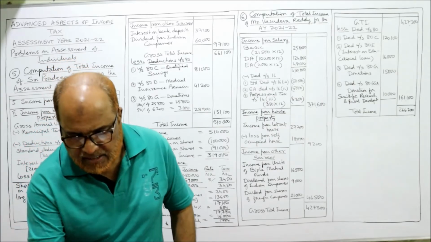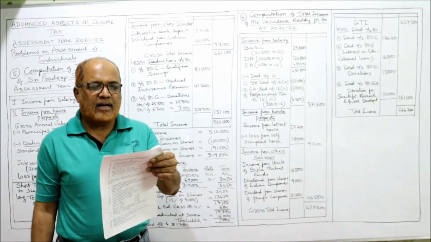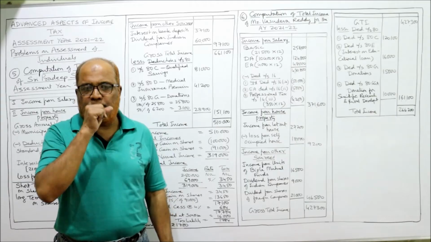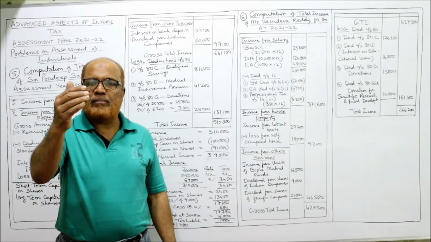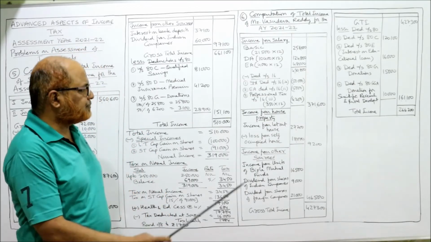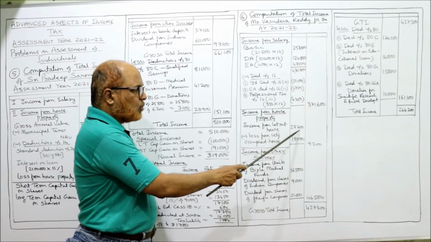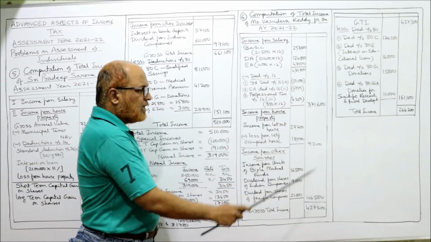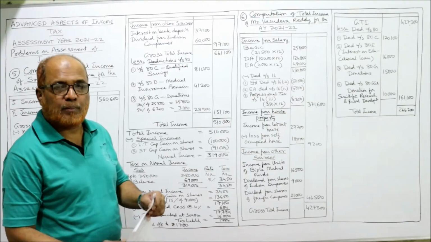That's it. Now the next head of income is income from let out house 27,200, loss from self-occupied house 18,000. So we can make intra head set off. Profit from let out house minus loss from self-occupied house. So income from house property: income from let out house 27,200 less loss from self-occupied house 18,000. Deduct, we will get 9,200 income from house property.